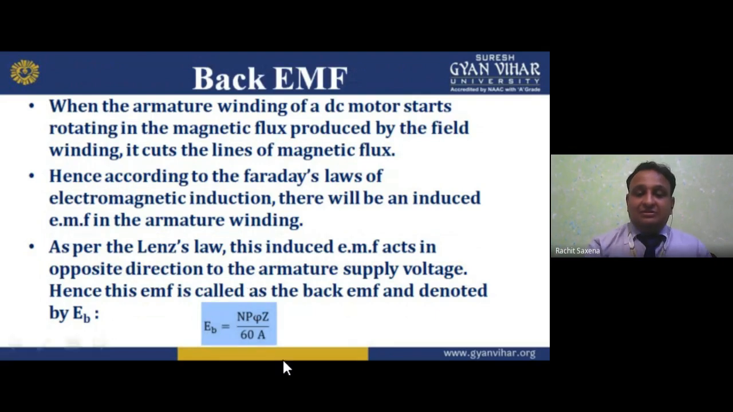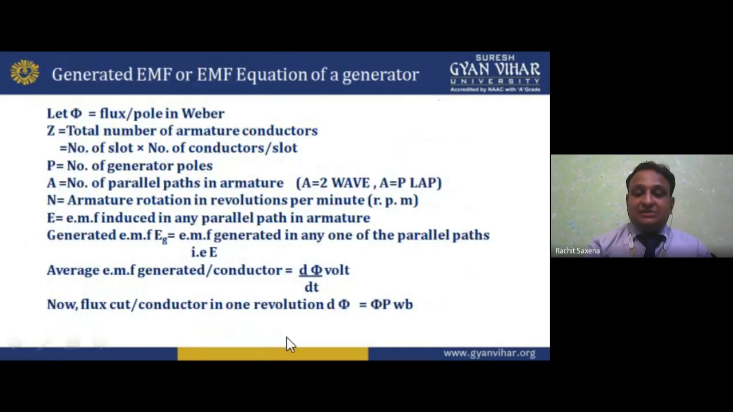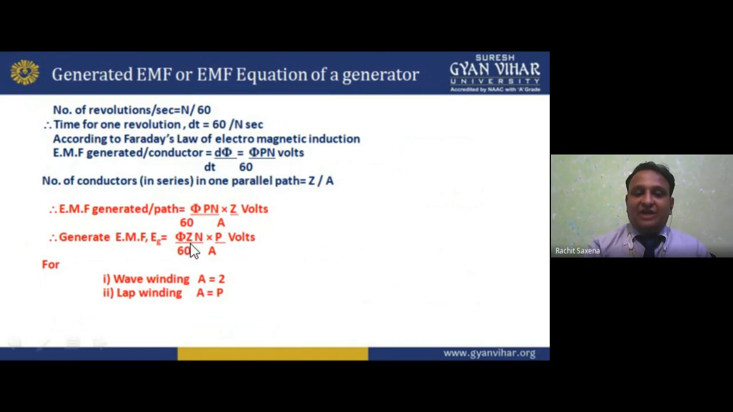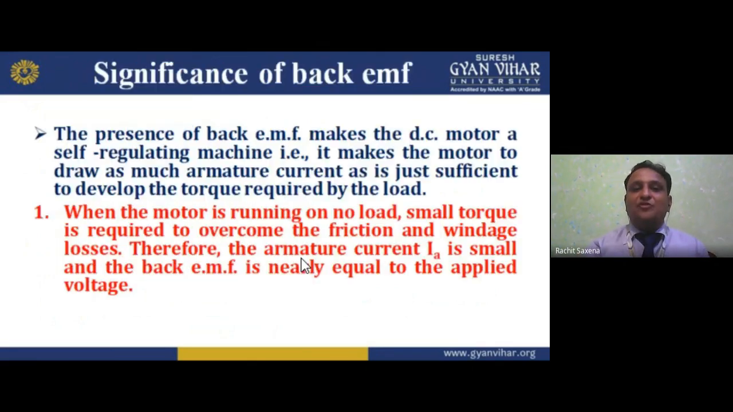See, N P phi Z by 60. Here again I am getting phi Z N P by 60, where A equals 2 for wave and A equals P for lap. So the same derivation we have to follow. Instead of writing generator, we can write motor, but that is the back EMF as per the direction. I hope you understand. Now moving forward.